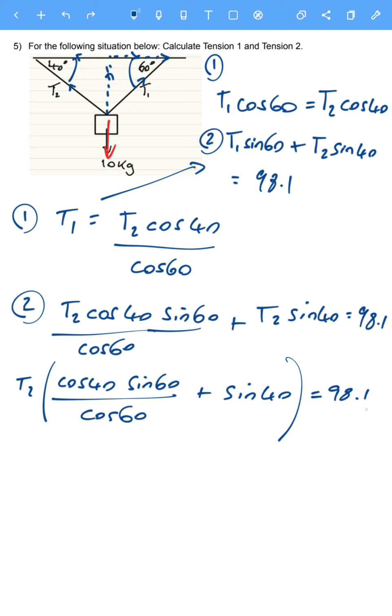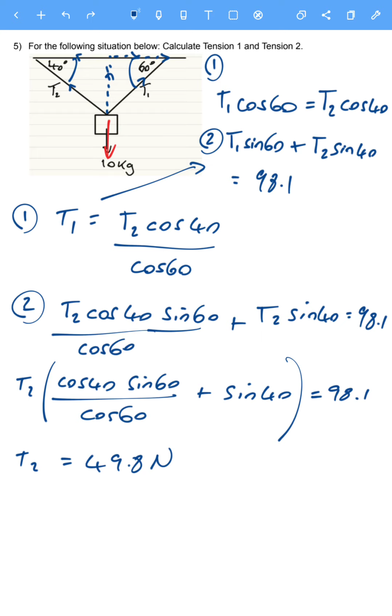Therefore, T2 is simply 98.1 divided by that entire bracket. Okay? So if you do 98.1 divided by the cos 40 sine 60 over cos 60 plus sine 40, you'll get a T2 that is equal to 49.8 newtons. So that would be 98.1 divided by that bracket. Okay, so that'd be 49.8 newtons for T2.